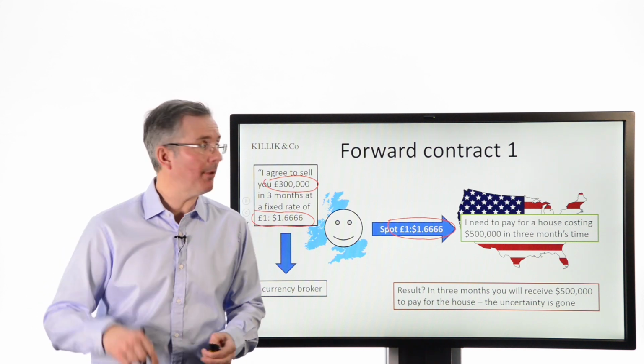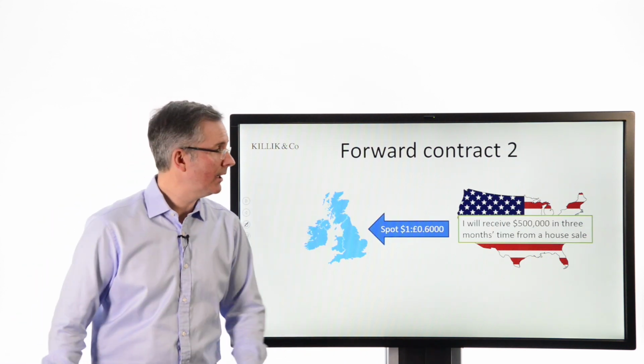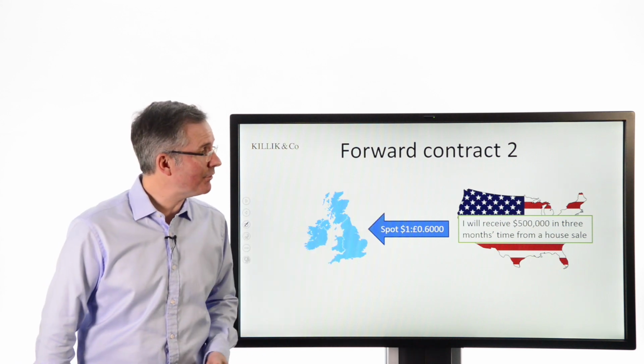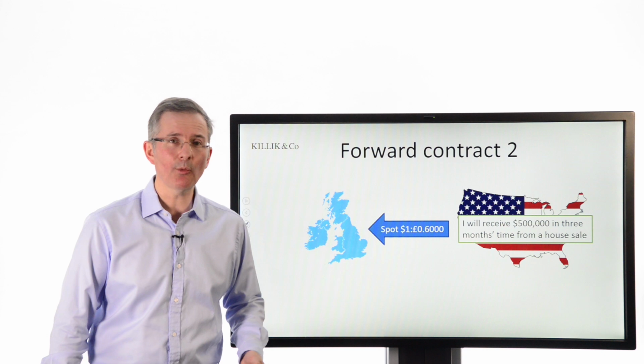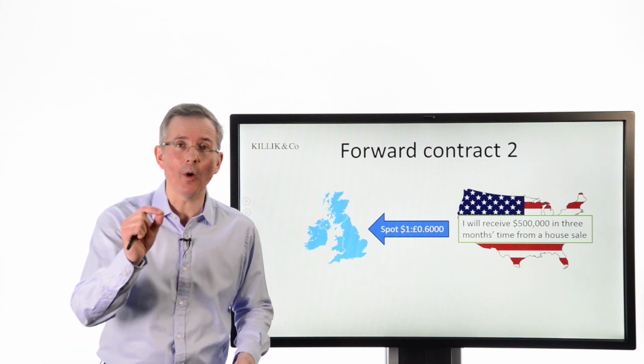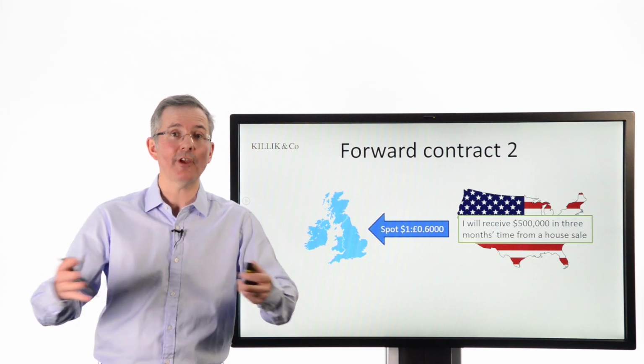And it works the other way around, by the way. So you could be someone who's selling a house in the US, one-off transaction, you don't do it very often. You're going to get $500,000 in 3 months because it takes a while for the cash to come through. And you're thinking, well, crikey, what if the exchange rate changes? I need to know what that's worth in sterling. Maybe I've got to pay that into my pension when it comes in. I can't just afford to sit and wait.